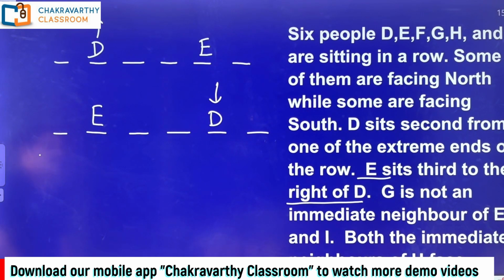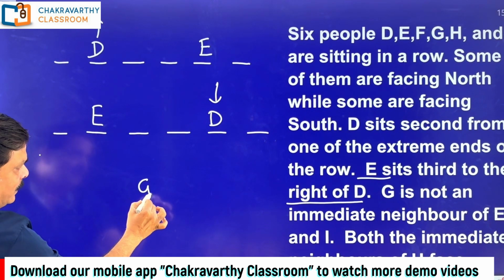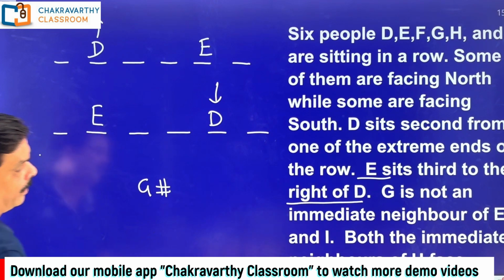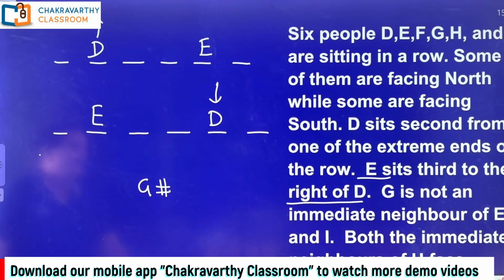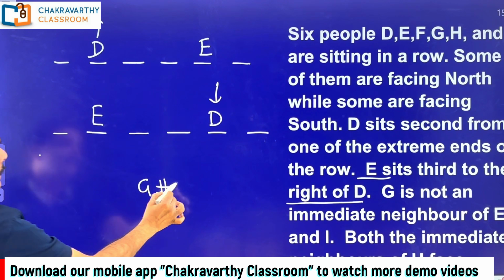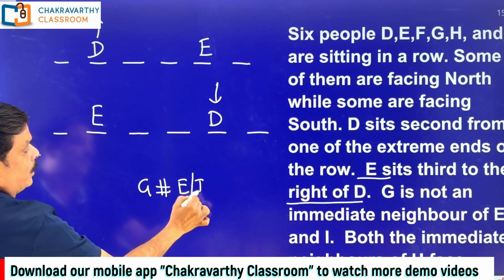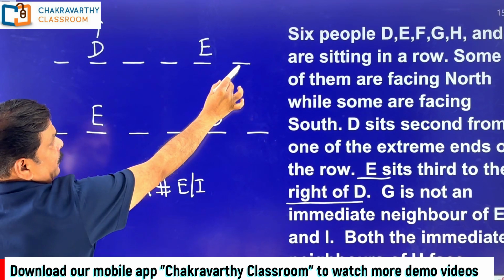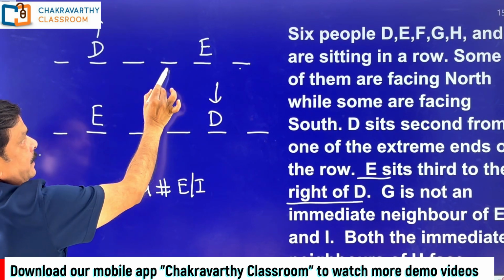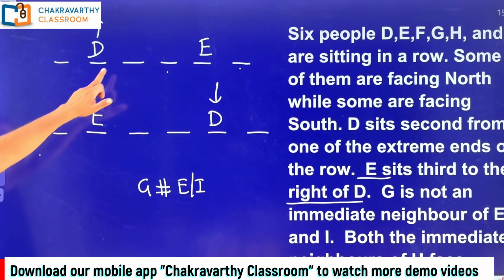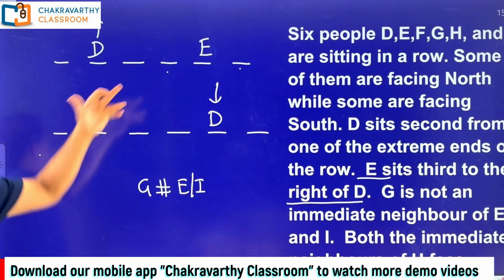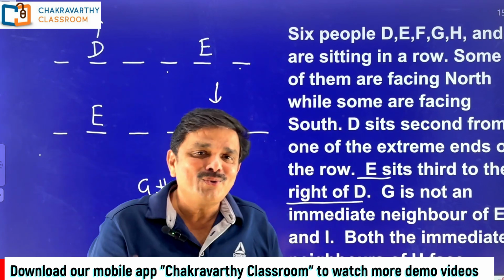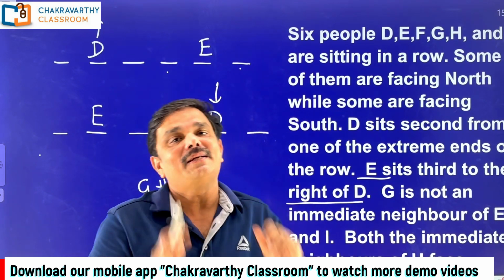G is not an immediate neighbor of E and I. So I cannot keep that information here. In the rough work I am writing here, G is not an immediate neighbor of E and I, just for our understanding. So G cannot be the neighbor, G cannot be here because it is not a neighbor of E. But two more places are left out here. So where shall I take G now? I don't know that yet, so keep it aside.